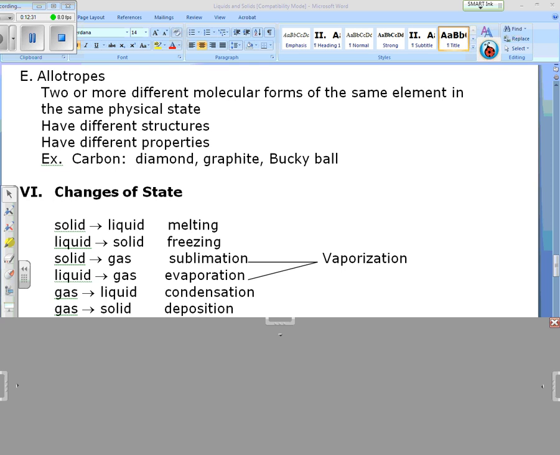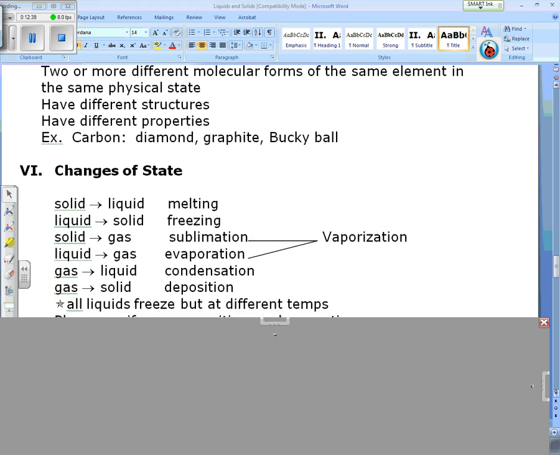That's what's going to happen on the inside of your college refrigerator, and hopefully nothing else. All right, let's see. All liquids freeze, but at different temperatures. Even antifreeze freezes. It's weird, doesn't it? But all liquids freeze, and some of them freeze at higher temperatures than water. Some of them freeze at much lower temperatures than water.